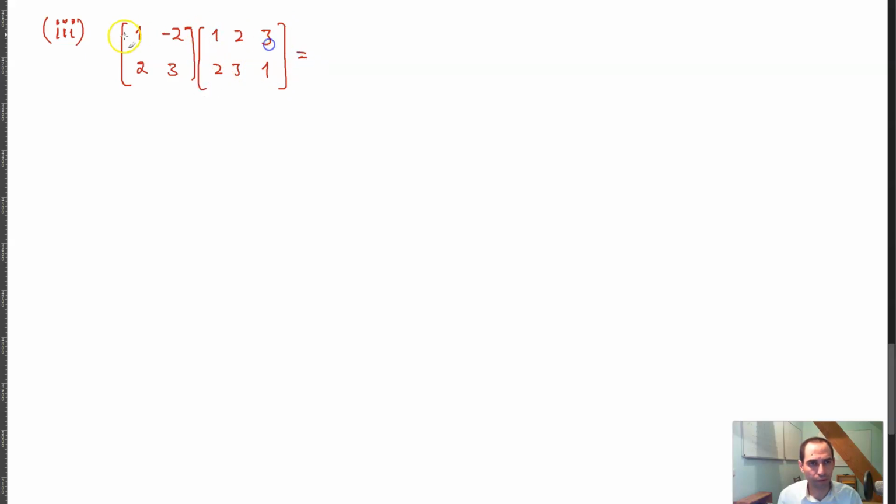And that is equal to basically, this is a 2 by 2 matrix, this is a 2 by 3 matrix, so I'll get a 2 by 3 matrix. So this row times this column is 1 times 1 is equal to 1 plus negative 2 times 2 is equal to negative 4. And then you have this row times this column, 1 times 2 is equal to 2, negative 2 times 3 is equal to negative 6. And then you have times this column, you have 1 times 3 is equal to 3, negative 2 times 1 is equal to negative 2.